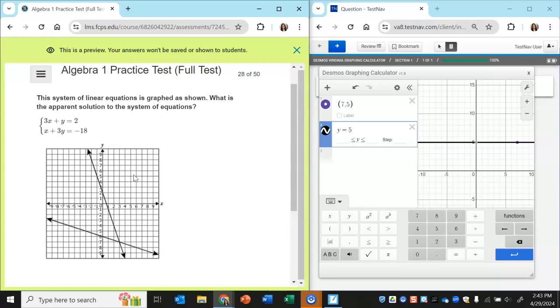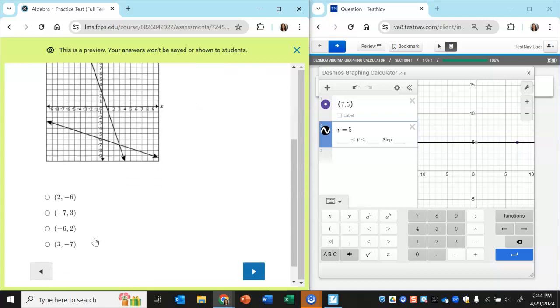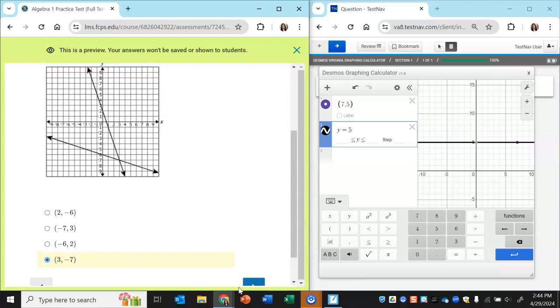In this system of linear equations graph, what is the solution? So remember, the solution for a system is where they cross each other. So right there. It looks like x is 3, y is -7. Okay.